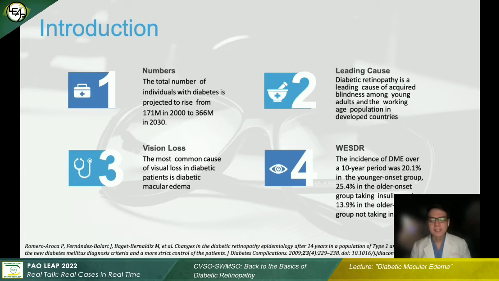However, the predominant reason is attributable to the blood-retina barrier breakdown that leads to swelling in the Henle layer of the macula. It is important to note also that the results of the Wisconsin epidemiologic study demonstrated that the incidence of DME in diabetic patients in a 10-year period was 20.1% in the younger onset group, 25.4% in the older onset group that are taking insulin, and 13.9% in the older onset group that are not taking insulin.